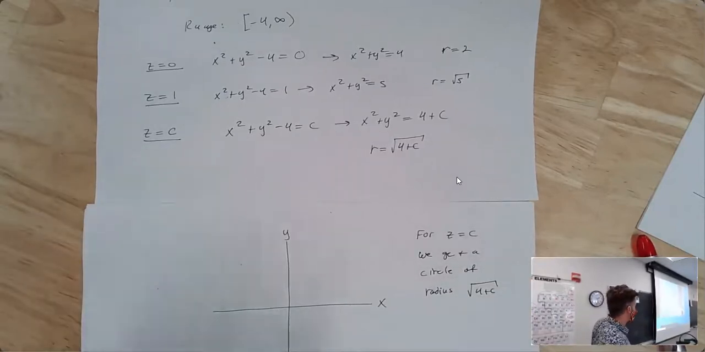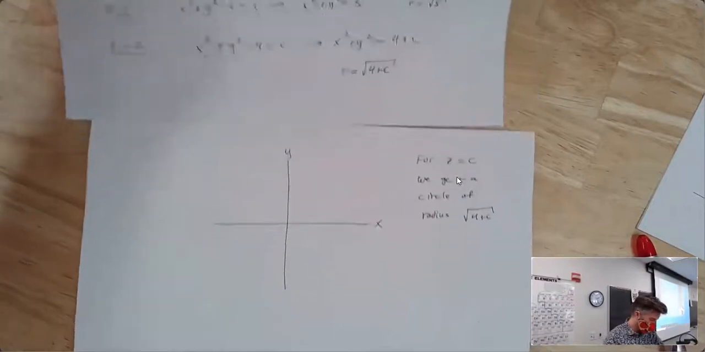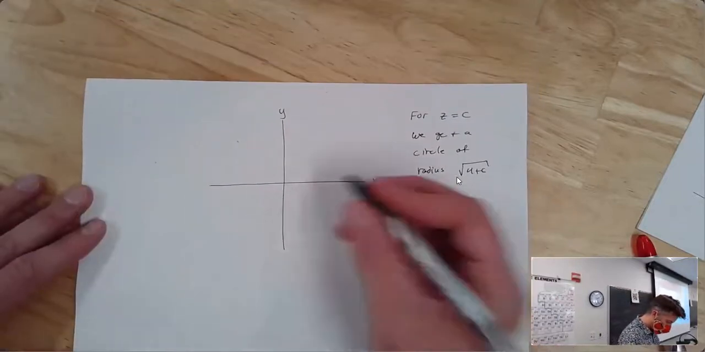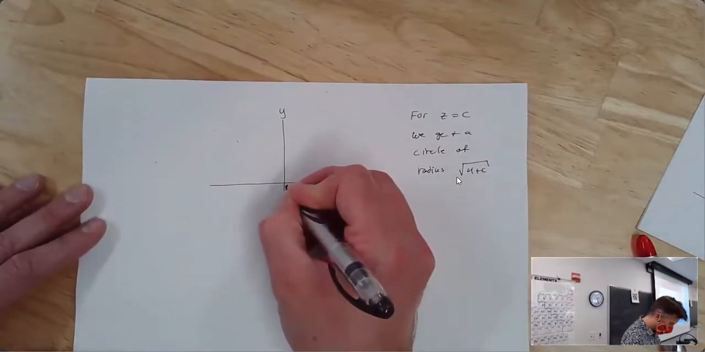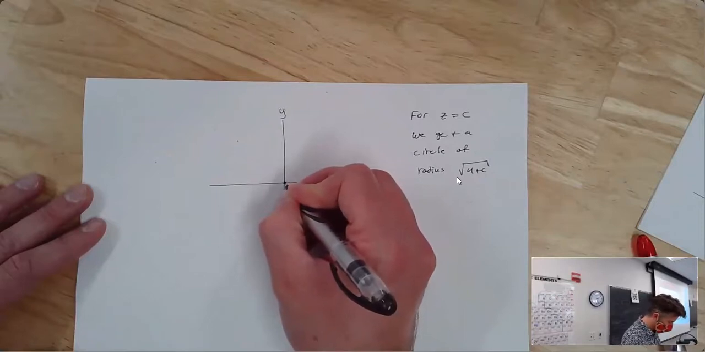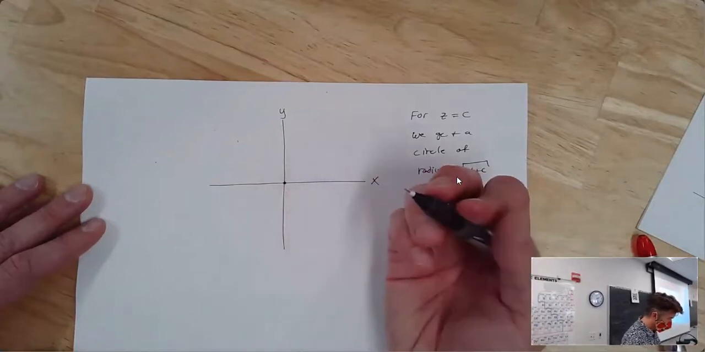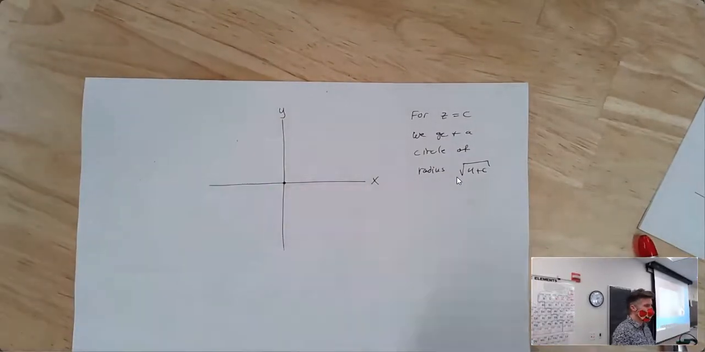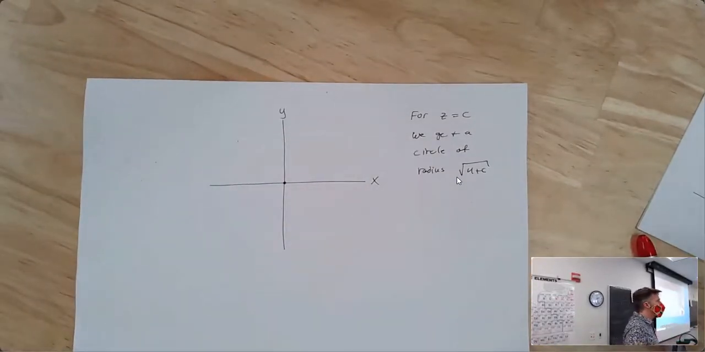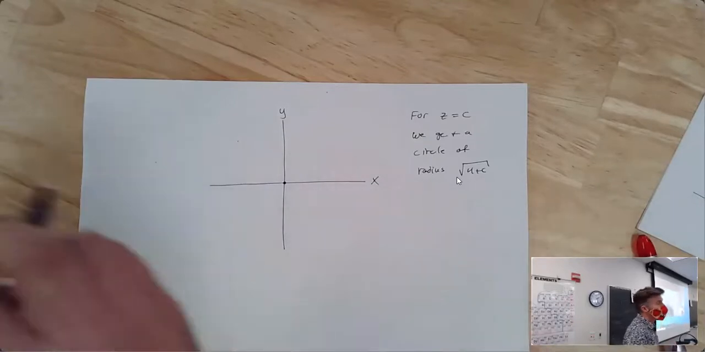When c is as small as possible, I should move this up a little bit. When c equals -4, we get a lame circle of radius 0. A circle of radius 0 is not really a circle. It's really just a point. We do need to label.